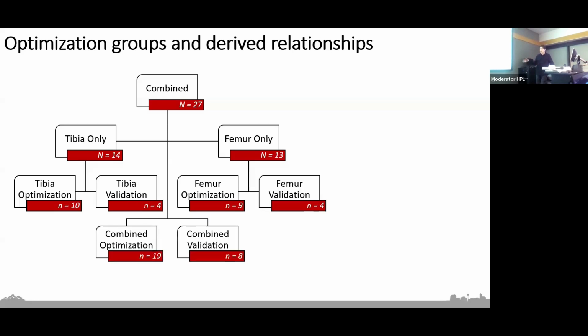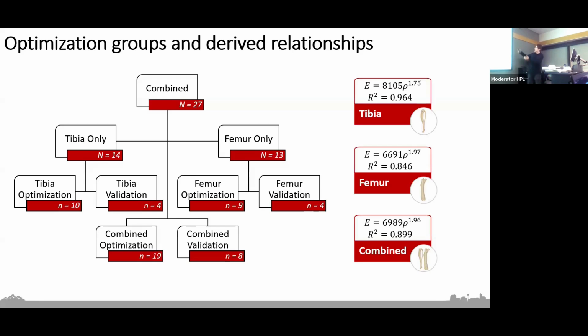And then we also combined all of these tibias and femurs into one group to see if we could come up with a relationship that would work for both bones at once. And after we do that optimization process, these are the relationships that we converge to, and we can see for the optimization groups, at least they perform quite well. We're explaining up to 96% of the variation in those experimental bone strains in the tibia, for example.